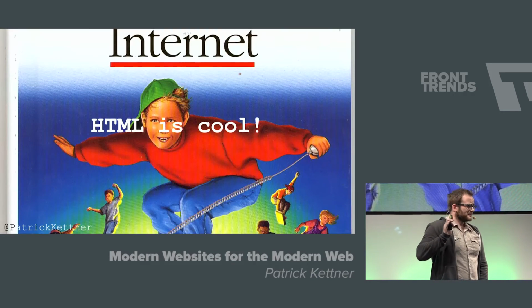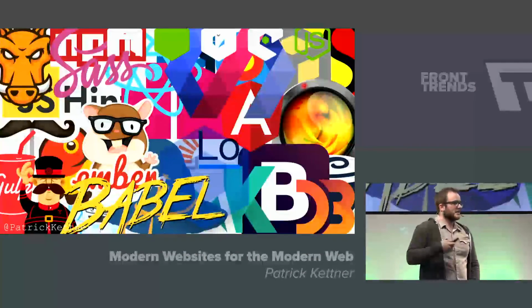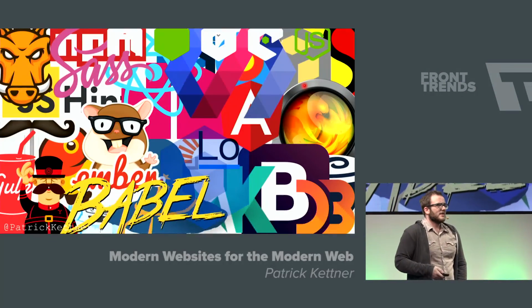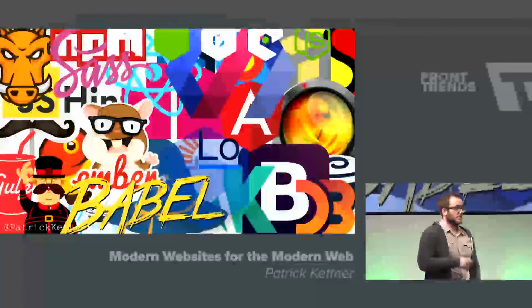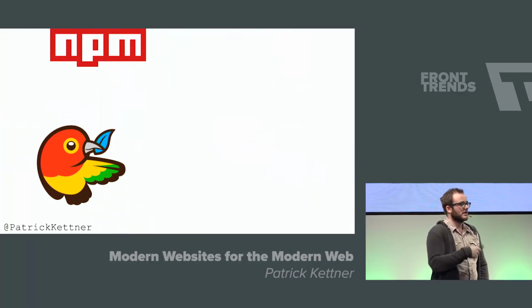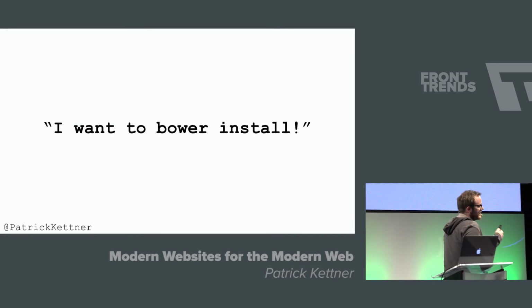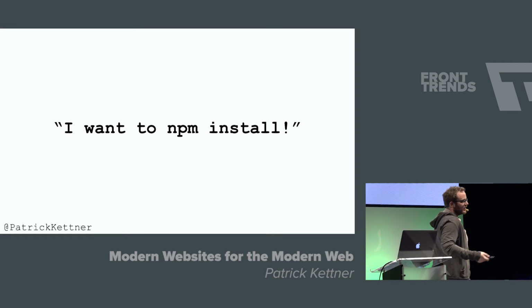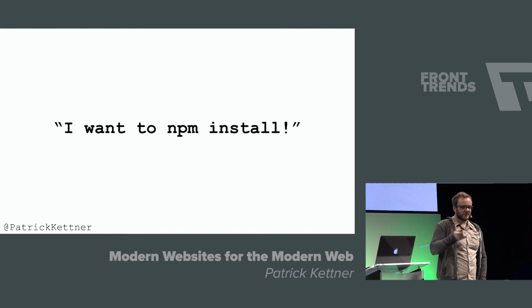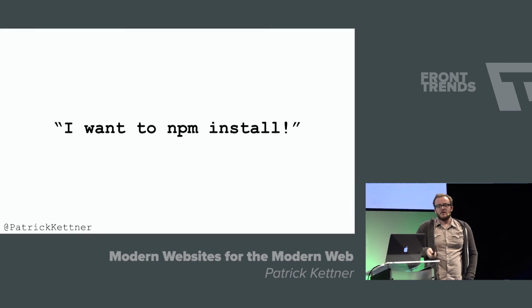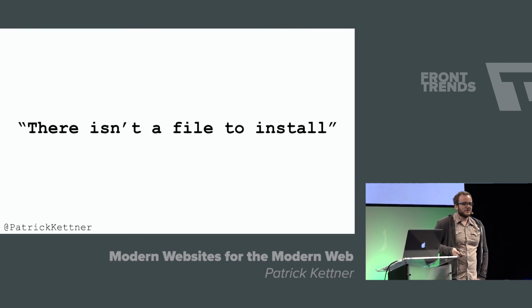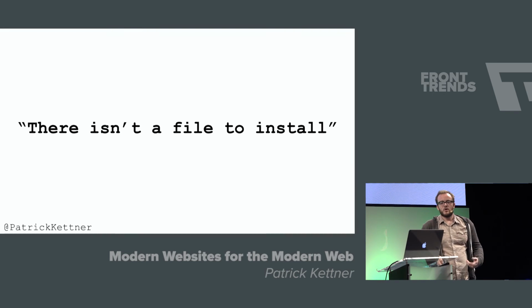And not only that, we're able to build all this stuff with tools. Now, I work on some other tools, including Bower, which still exists. A lot of people use NPM and Bower to make their websites, and they want to do stuff like Bower install Modernizer, or NPM install Modernizer, sorry, on both of those. The problem is that there's not really a file to install. There's 262 modules now, so we can't really register one of those files.